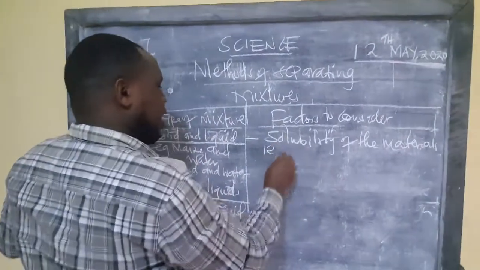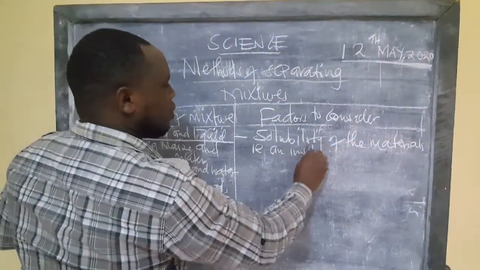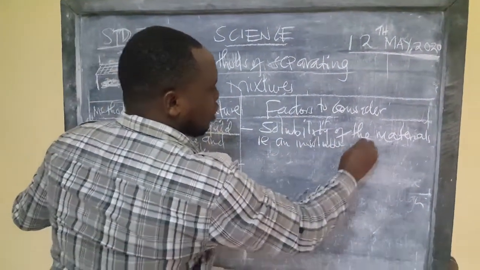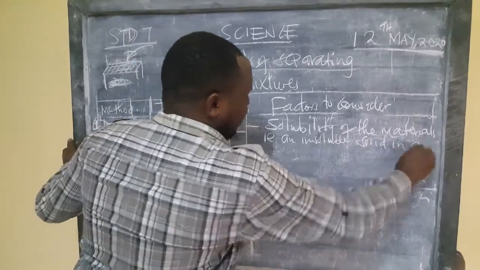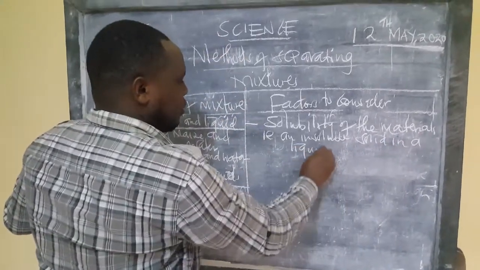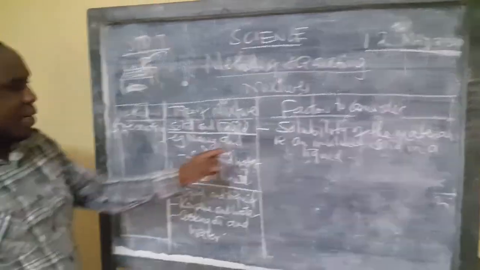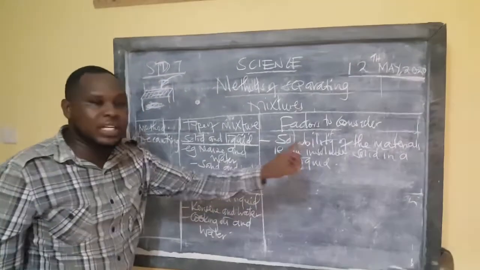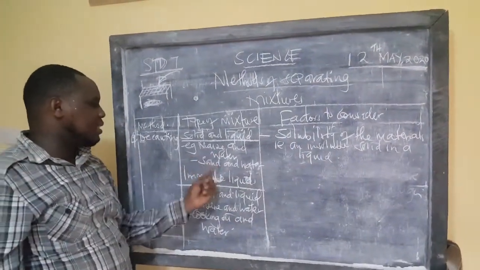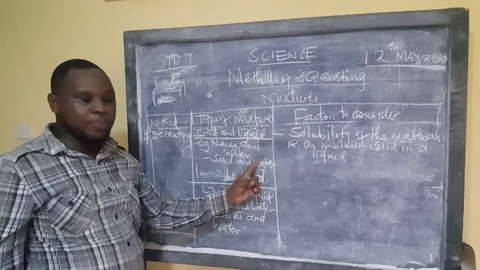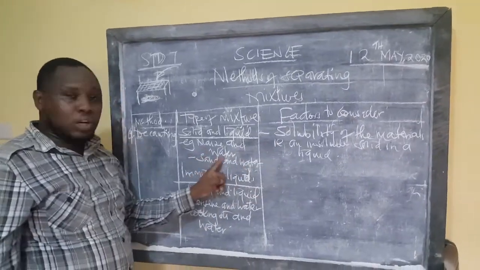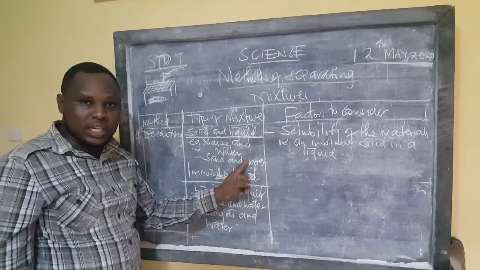That is an insoluble solid in a liquid. So what type of mixture can be separated with that? An insoluble solid in a liquid, and I've given an example of maize and water and sand and water. Maize is insoluble, sand is insoluble in water.